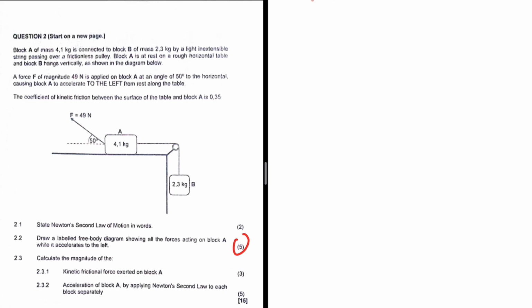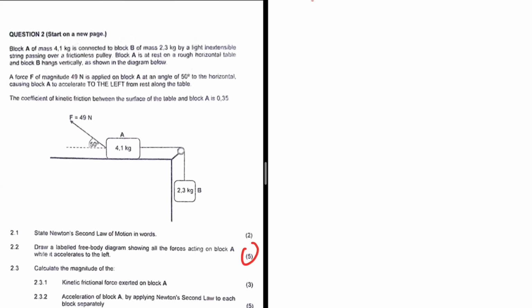Okay, so let's take a look at this one. 2.2, draw a labeled free body diagram showing all the forces acting on block A while it accelerates to the left. So we haven't even read the question statement, but let me show you something. I can start drawing my free body diagram. What do I mean by that?